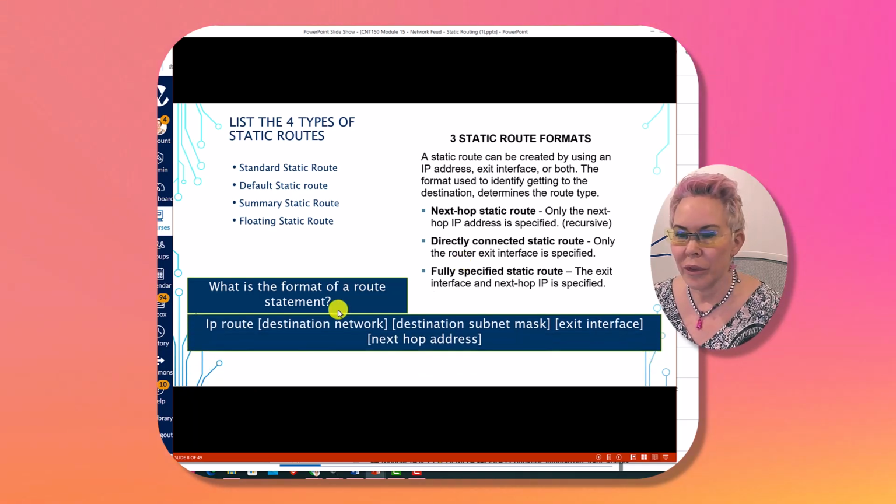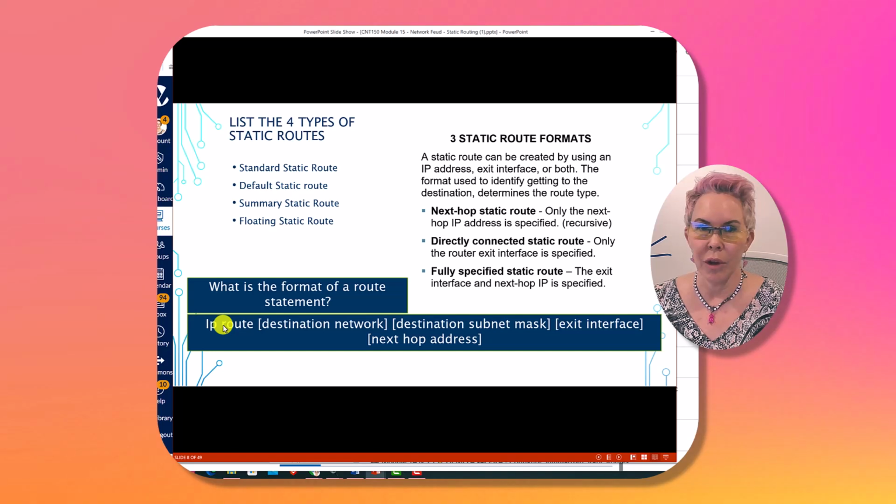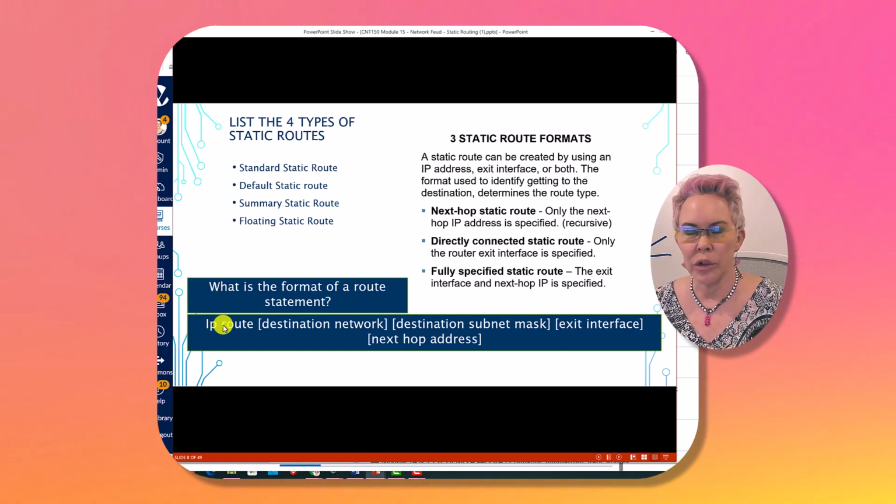What is the format of a route statement? Let's take a look. The very first thing, you have to start all route statements off with ip route. That's how the router knows that you're getting ready to enter a static route statement. The next thing you're going to add is the destination network. Where is this packet going? What is the destination network? Next, you have to include the destination subnet mask, followed by the exit interface if you are writing a directly connected static route only. If you were writing a next hop static route, then it would be the next hop address. And if you're doing a fully specified route, you would use both of those.